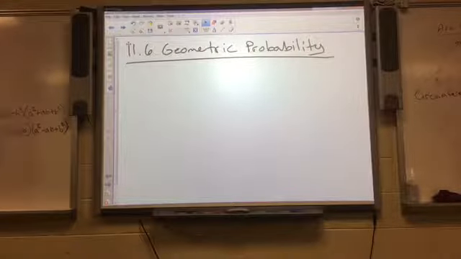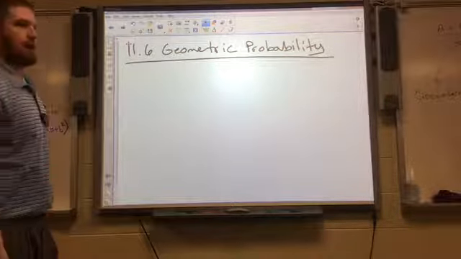11.6, geometric probability. Before we go too much into it, there's just a couple terms we need to talk about. First one is just probability. Probability is a number from 0 to 1 that represents the chance that something's going to happen.